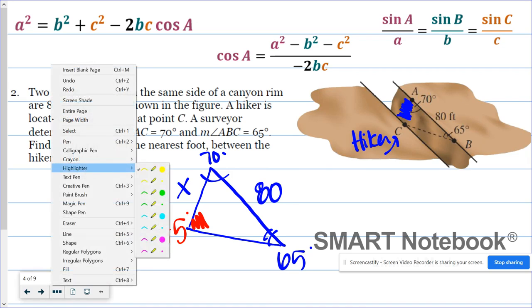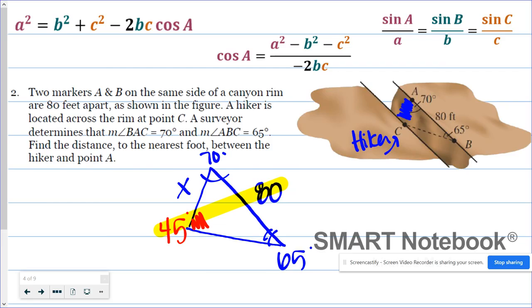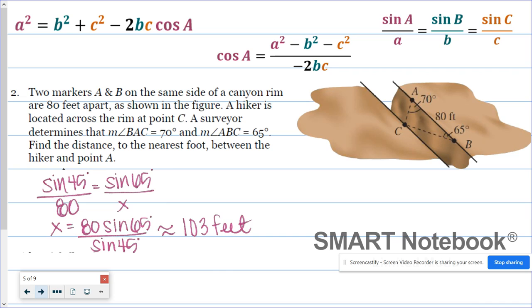Yeah, we totally have the buddy system right here with the angle and its opposite side. So we can totally use the law of sines to find our missing segment, right? And so that's what I did. I said the sine of 45 degrees over 80 is equal to the sine of 65 degrees over x. I cross multiplied and divided and calculated, and I got that the distance was 103 feet. Great.